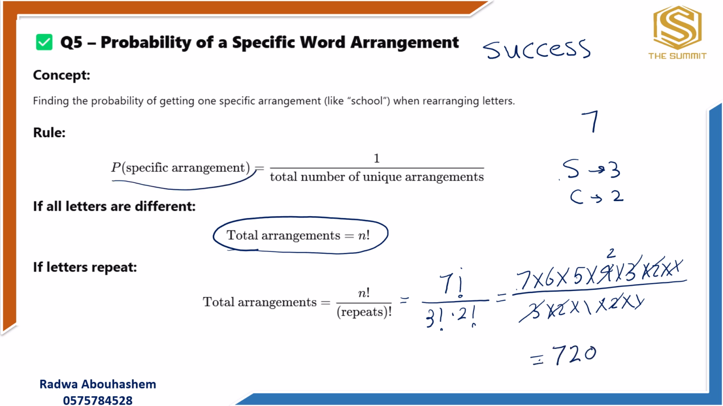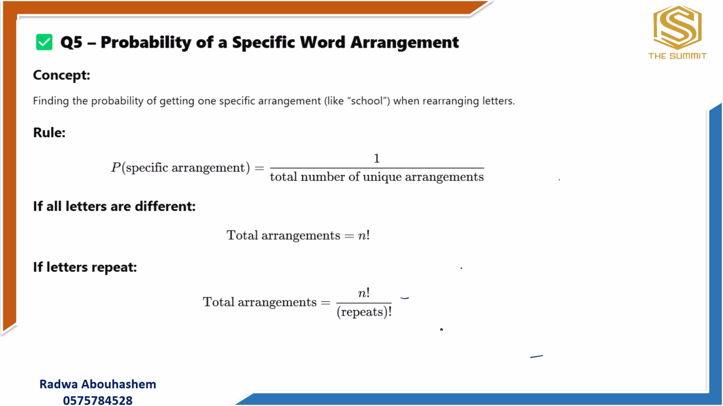So what is the probability of getting this word? It's 1 over 420. So again, if all letters are different, you're just going to use n factorial. But if you have some letters repeated, you're going to say n factorial over the repeated letters' factorials. Let me give you another example to understand more.